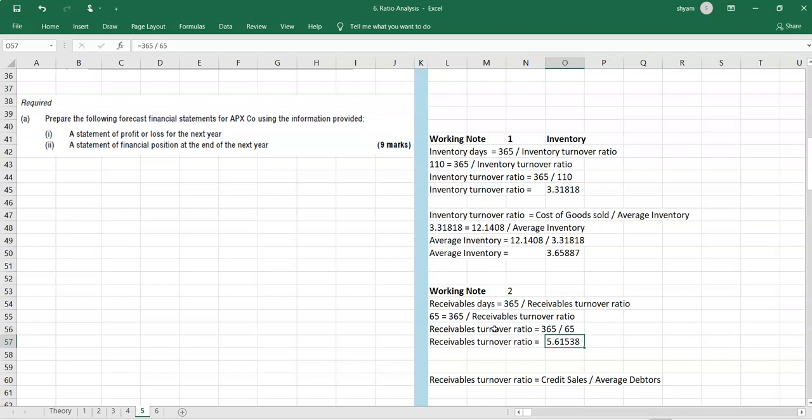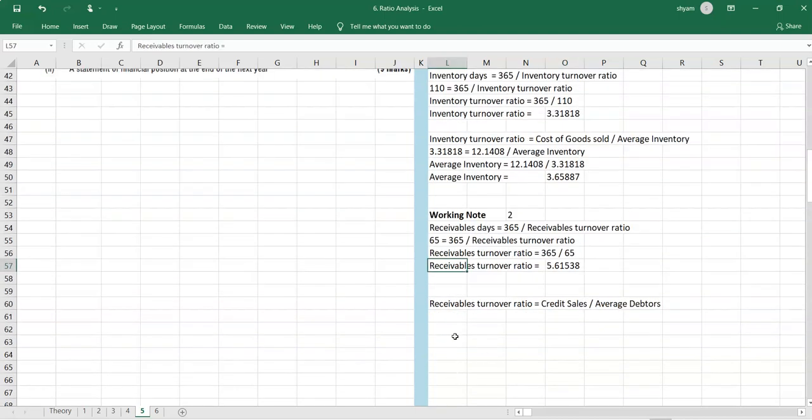The receivable turnover ratio is 5.6, so we can insert that here. We know that it is 5.61538. All that we want is a credit sale, so we'll make an assumption: assuming all sales are credit sales.